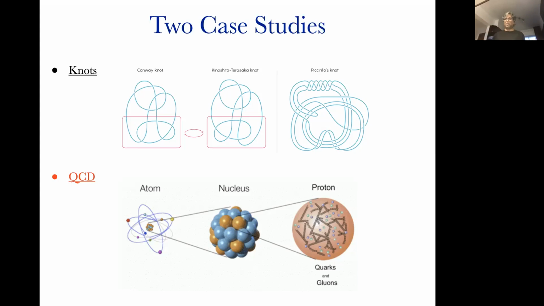Lisa Piccirillo solved an outstanding problem in knot theory analytically. And the question was, is a particular knot with 11 crossings called the Conway knot smoothly slice? What this means is, does this knot in S3 bound a disk in a four ball? The answer turns out to be no.